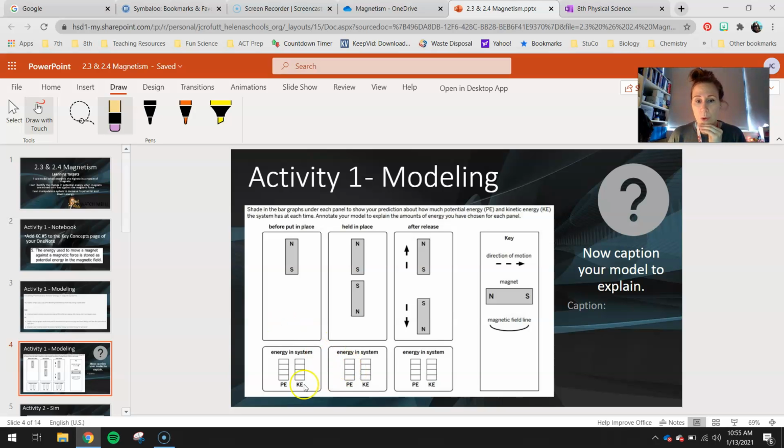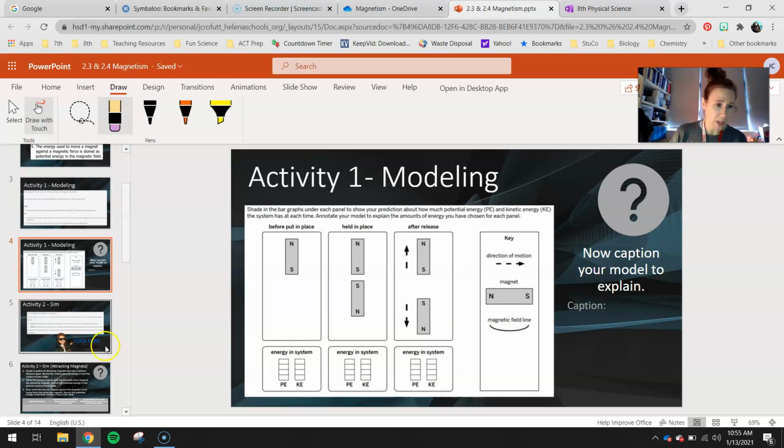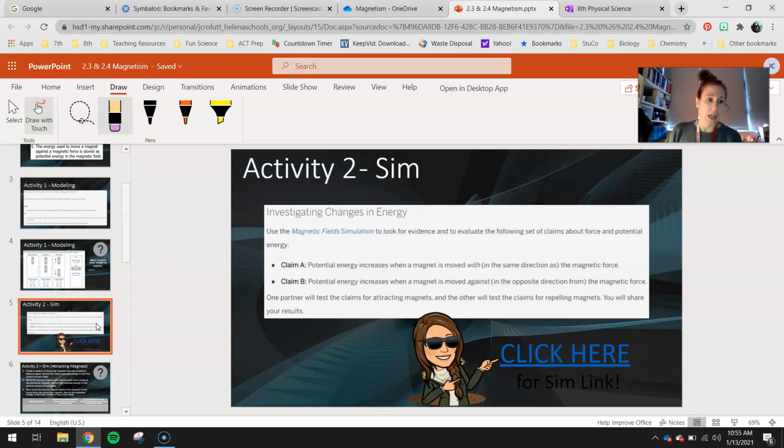And then as we release them, so immediately upon release, those seconds where they're starting to move apart from each other, what potential energy do you think there is in the system, and how much kinetic energy? And then go ahead and just write a quick little caption for this image explaining the image and how the potential and kinetic energy change. Should be fairly brief.